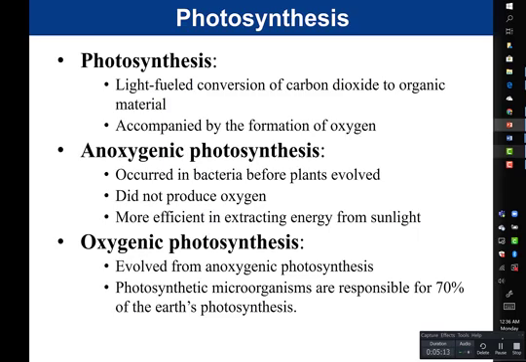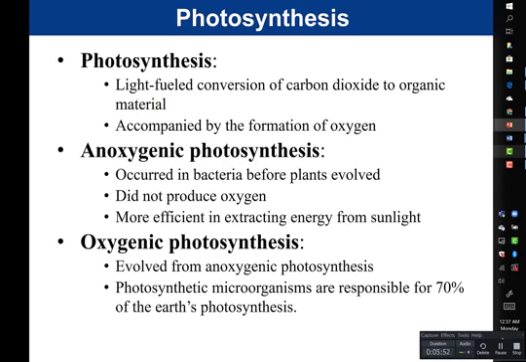Now, anoxygenic photosynthesis occurred in bacteria before plants evolved. And anoxygenic means without oxygen. They do not produce oxygen as a byproduct. This is going to be more efficient, however, in extracting energy from sunlight. But again, it doesn't produce oxygen to be put back into the atmosphere. Oxygenic photosynthesis evolved from anoxygenic photosynthesis. So this is a later form of photosynthesis where basically, again, they're going to produce oxygen.